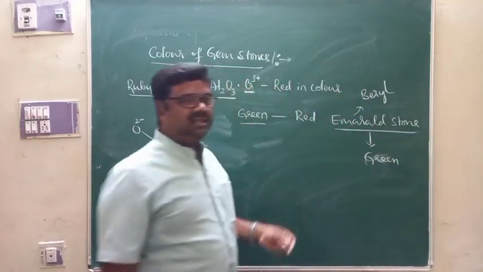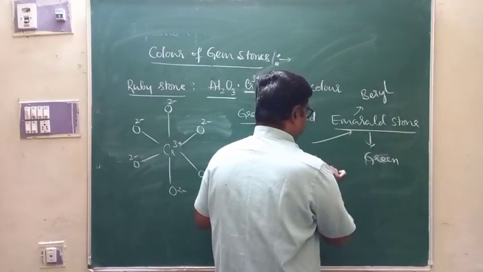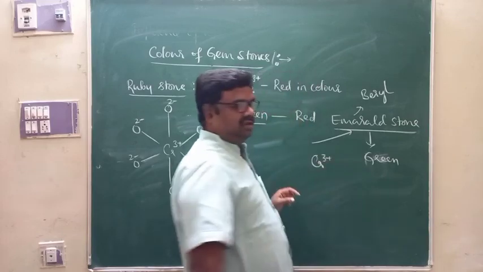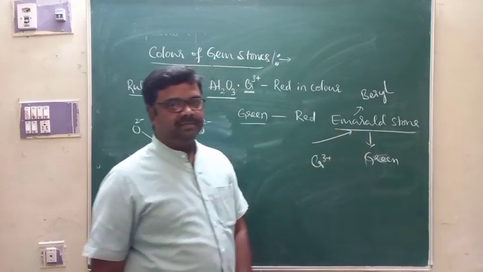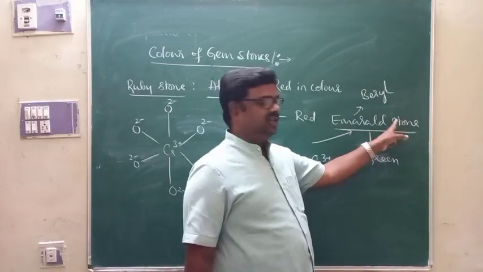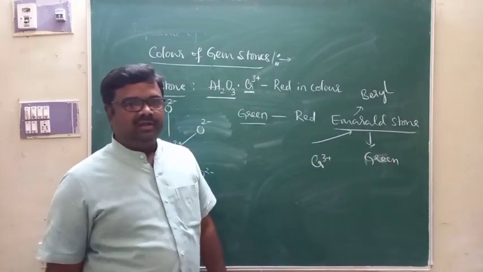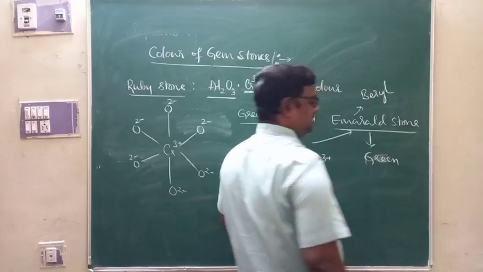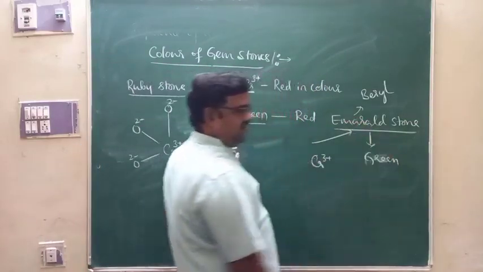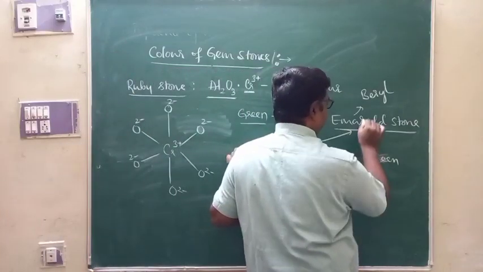Pure emerald is colorless. And this emerald is associated with Cr3+ ions. When this pure emerald stone is associated with Cr3+ ions, it gets green color. Why that green color? Once again, it is due to the presence of unpaired electrons in Cr3+ ions. They undergo d-d transition.